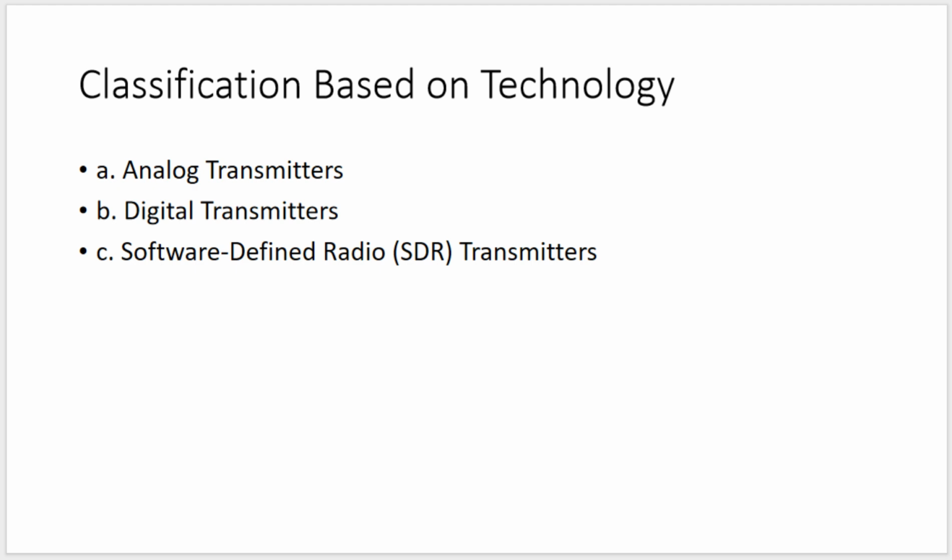On B, digital transmitter. Function is to transmit digital signals using discrete modulation techniques. Application: used for modern communication systems including digital TV, mobile network, and Wi-Fi. And point C, software-defined radio (SDR) transmitter. Function is to use software to perform signal processing tasks, allowing for greater flexibility and reconfigurability. Application: used for advanced communication systems, military communication, research and development.